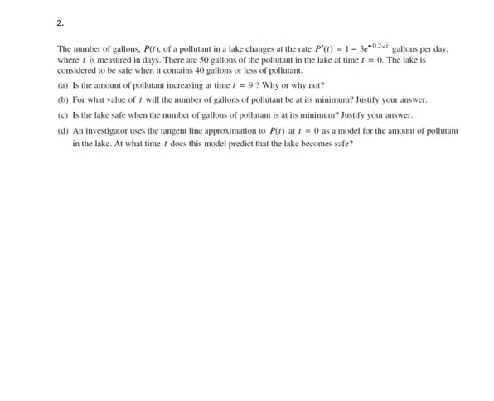Part A asks, is the amount of pollutant increasing at time t equals 9? Why or why not? Well, the pollutant P of t will be increasing at t equals 9 if P prime of 9 is greater than 0. So we have the formula for P prime of t. We're going to plug that into our graphing calculator, evaluate it at 9, and see if it's positive or negative.